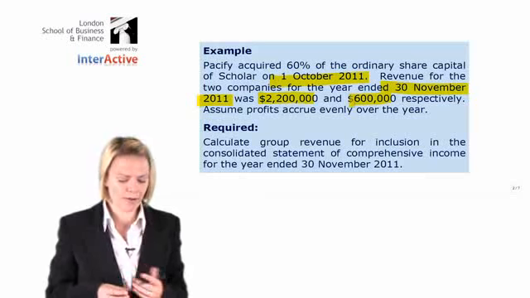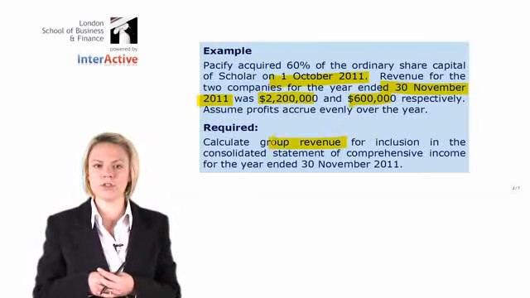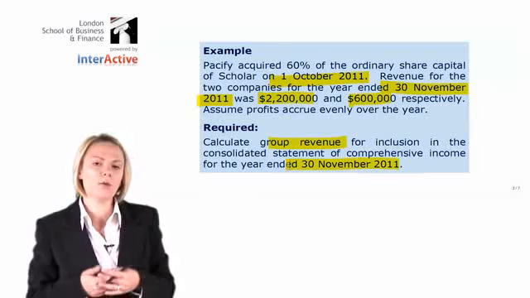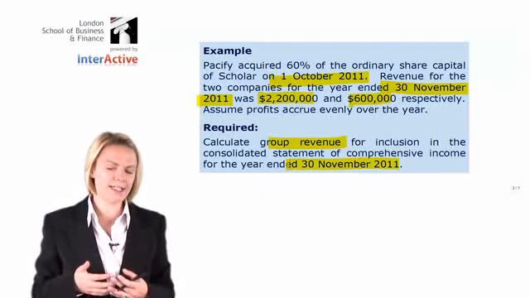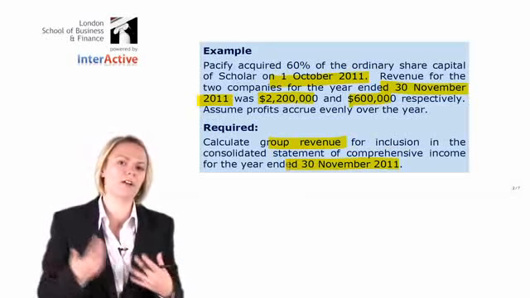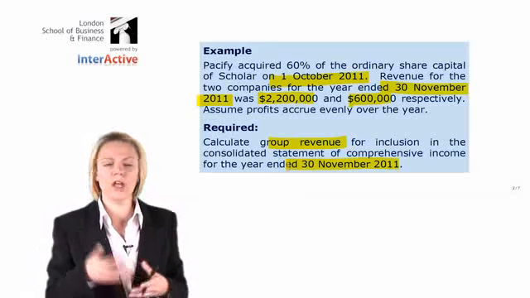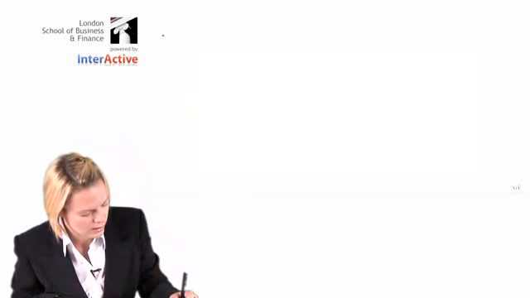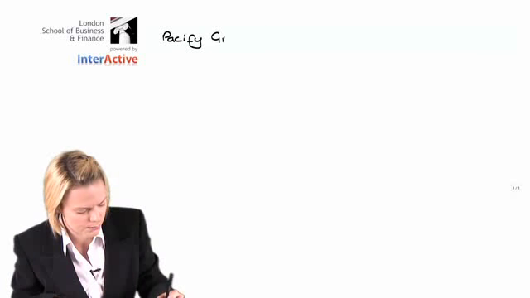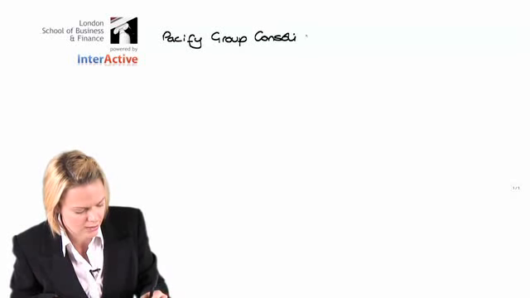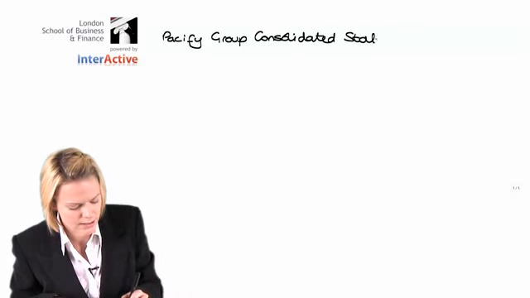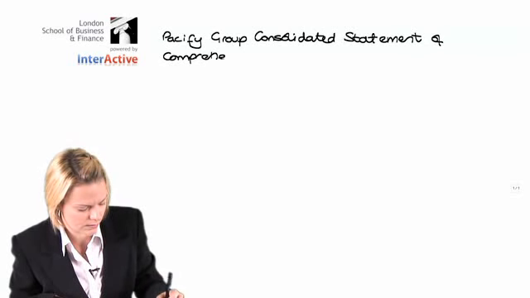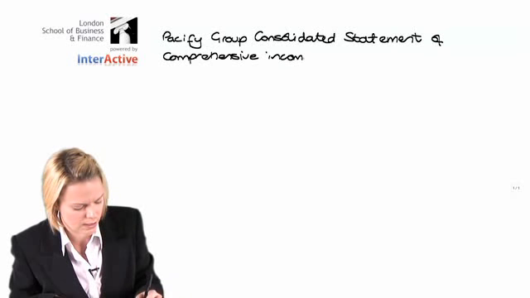Required: calculate group revenue for inclusion in the consolidated statement of comprehensive income for the year ended the 30th of November 2011. Well, I'd like to answer this question by doing an extract of a statement of comprehensive income to start to give you a feel of how we would prepare a consolidated SOCI. But we're only going to consolidate the revenue line at the top. So, Pacify Group consolidated statement of comprehensive income extract.